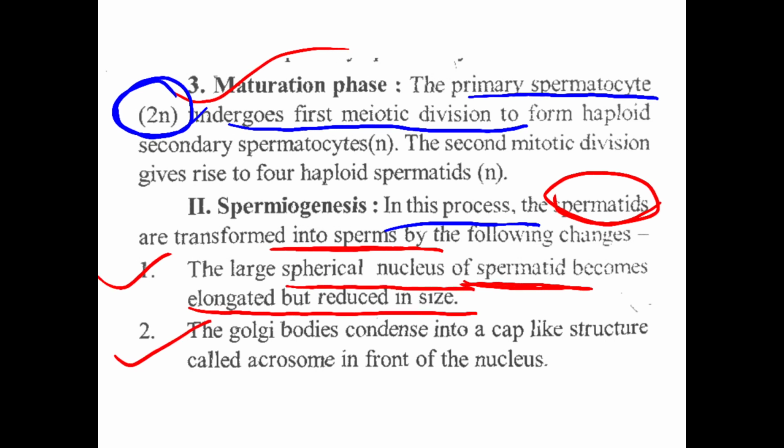The Golgi body of the spermatid is condensed into a cap-like structure called the acrosome in front of the nucleus. If this is a sperm, then this is the nucleus and this is the acrosome, a cap-like structure. The acrosome is formed from the Golgi body.